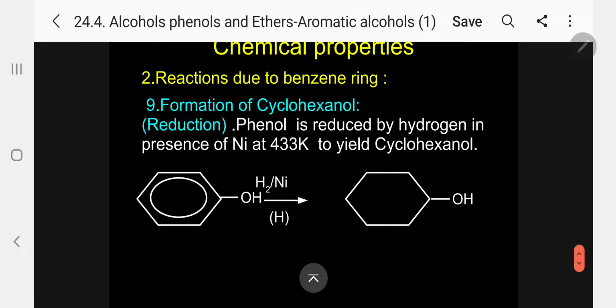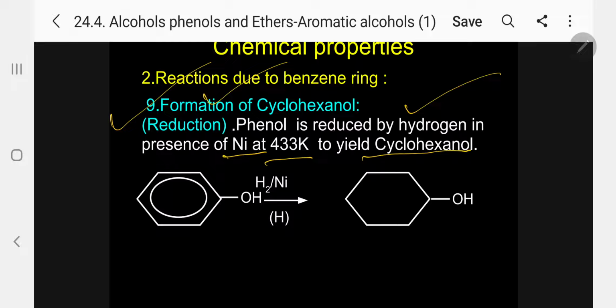Next, another important reaction: formation of cyclohexanol. That means purely reduction. Phenol undergoes reduction by hydrogen in the presence of nickel at 433 Kelvin to yield cyclohexanol. There are 3 double bonds, so almost 3 moles of hydrogen are used to convert it into cyclohexanol. Kindly follow. In the presence of nickel.